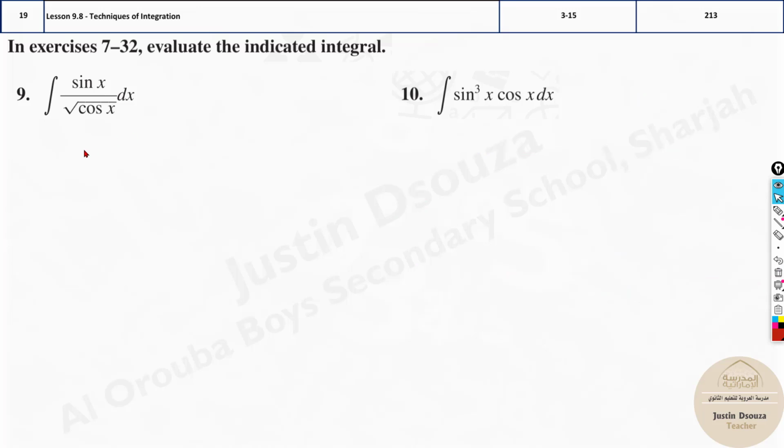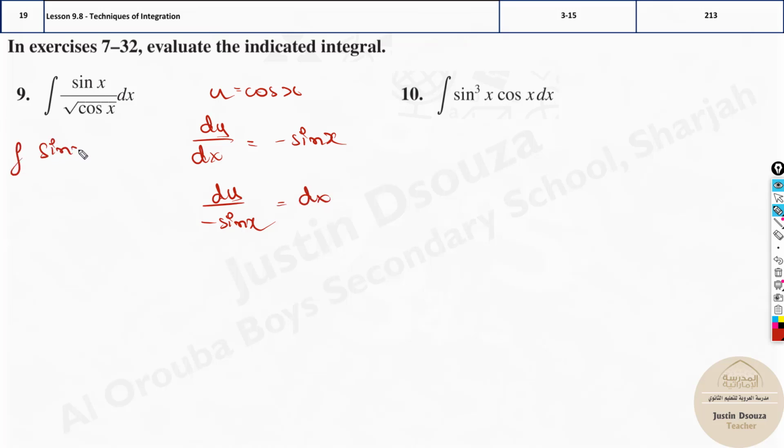Here as well, what do you assume as u? You should take cosine, because it's in the square root. Let's do this. So what will be du by dx? Cosine derivative is minus sine x, and we need dx, so it will be du by negative sine x, that is equal to dx. So now let's substitute over here: integral sine x by square root u into du by minus sine x, and this cancels.